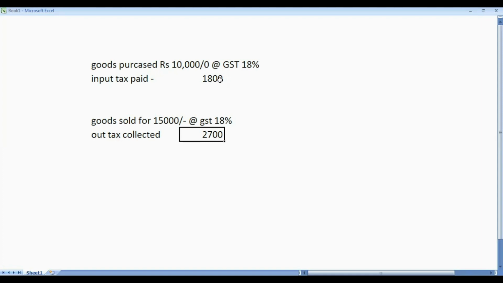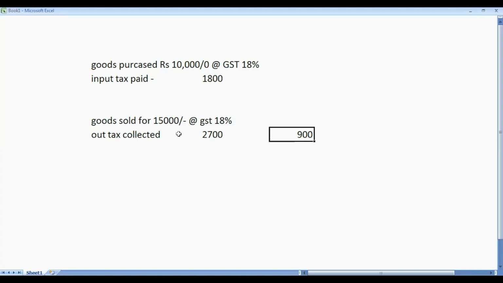So 2,700 minus 1,800, that is 900, will be paid to the government as GST by the taxable person. Why? Because GST allows to take ITC, input tax credit, for the tax paid on the goods that were purchased. So we purchased goods of 10,000 rupees and paid 1,800 as tax.